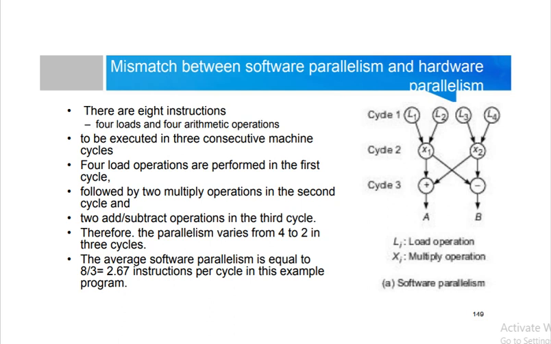Next, consider this example. We can analyze the mismatch between software parallelism and hardware parallelism using this example. Consider two instructions, A and B. A means L1 * L2 + L3 * L4. This is the first instruction. It is denoted as A. And B means L2 * L1 * L2 - L3 * L4. This is the instruction B.